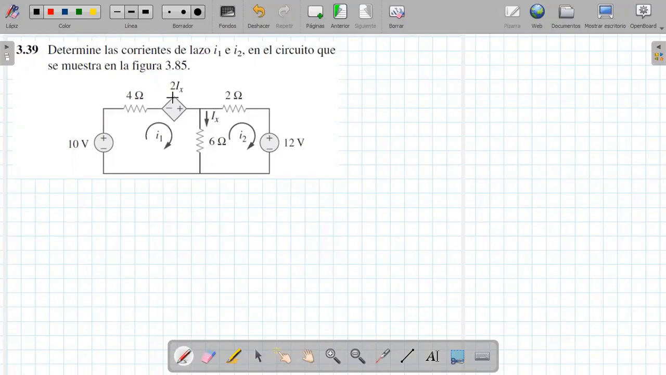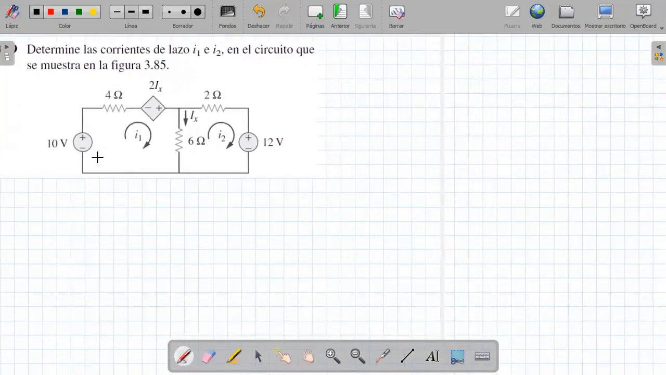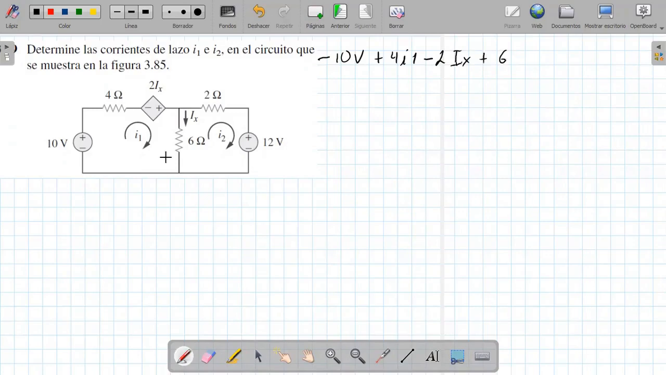So, let's start with the loop 1 that I'm going to mark here in blue. I have what is a loop analysis. I have minus 10 volts, the current enters through the negative, plus 4 times the current I1. Behold, this is a dependent voltage source, so it would be minus 2 times the current Ix, and all of this is going to be equal to 0.